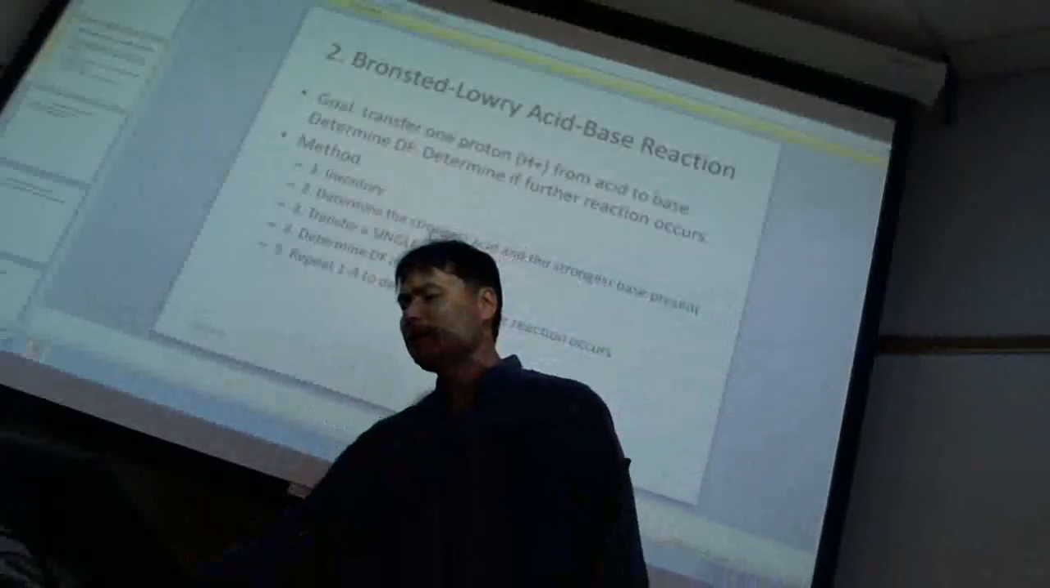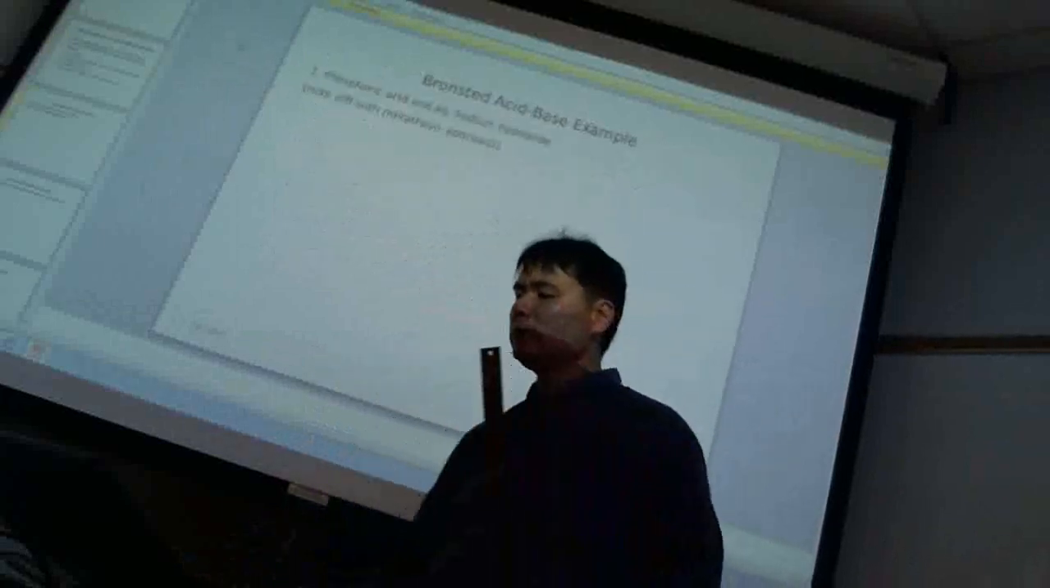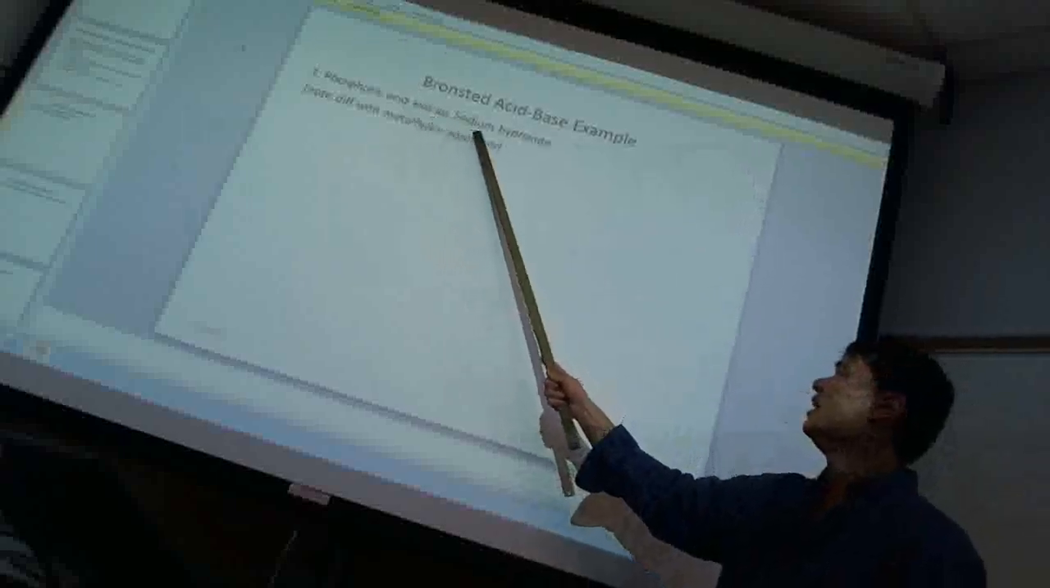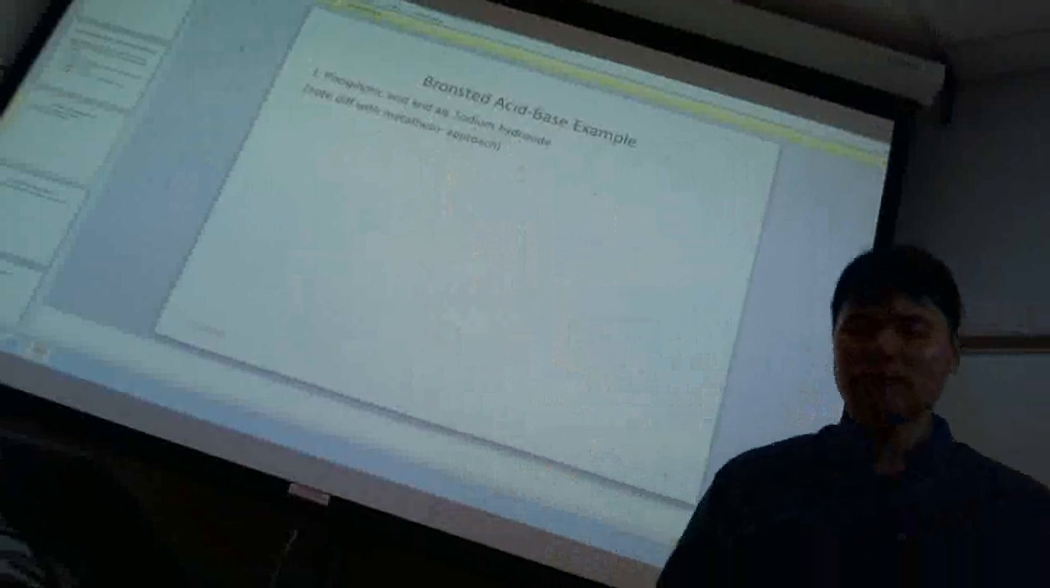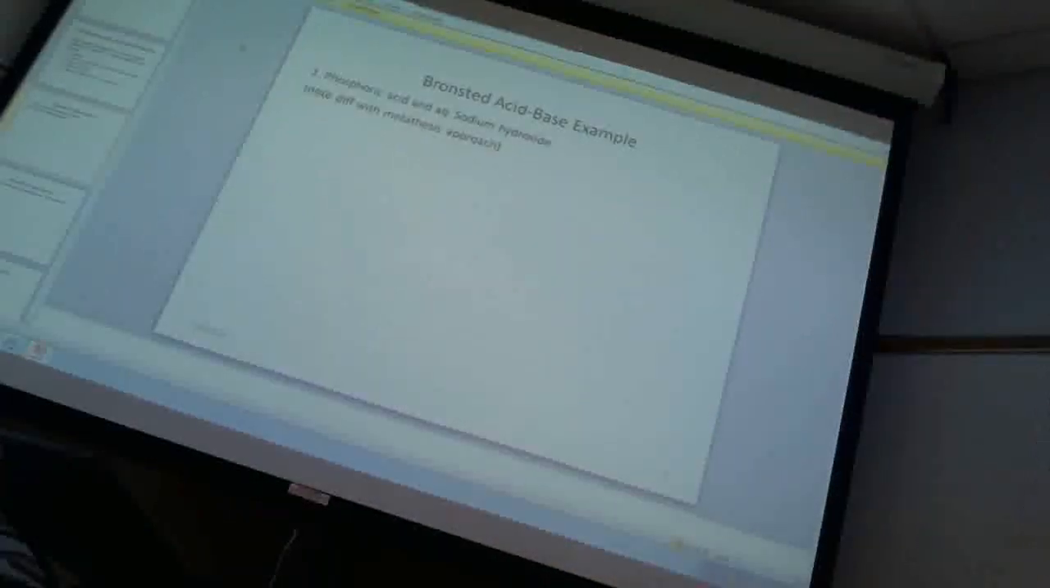And so let's look at an example of Bronsted acid-base. So we're going to look at phosphoric acid and aqueous sodium hydroxide. We're going to do this using the metathesis approach and the Bronsted acid-base approach. So let's take a look at this. What's the formula for phosphoric acid? Okay, H3PO4.